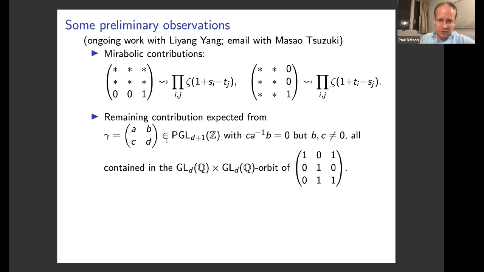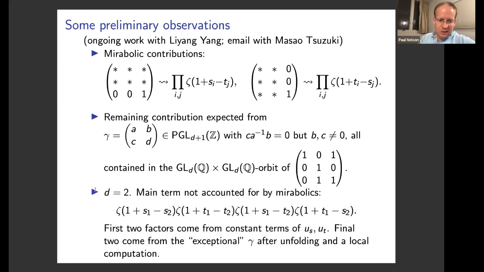The remaining contribution you expect to come from the matrices that satisfy the condition I've indicated here, where C, A inverse B vanishes, but B and C don't vanish. So you can express this group theoretically in terms of the orbit of, for example, the matrix I've written here, where I guess the key feature is that this row is orthogonal to that column. And just to give one fun example, if D is 2, one of the main terms predicted by the recipe that's not accounted for by these mirabolic contributions is what I've written here.